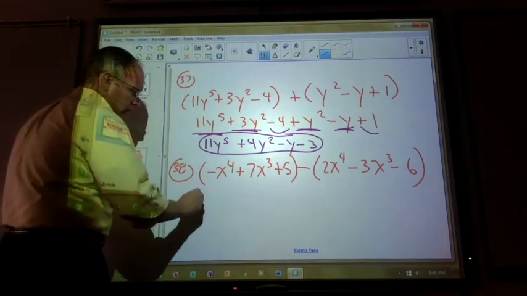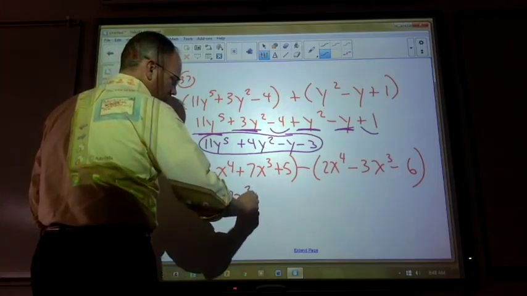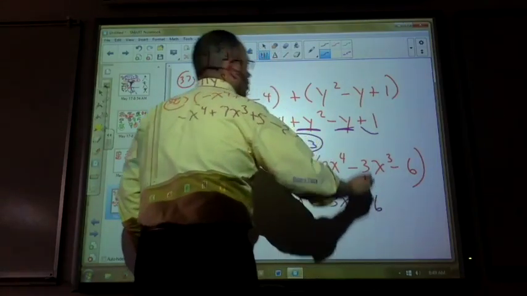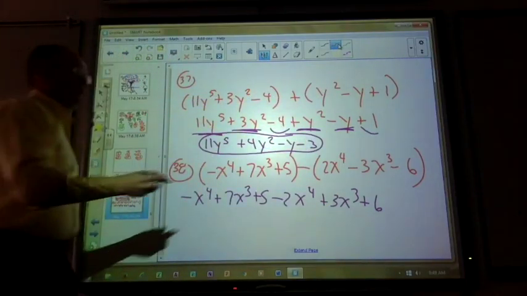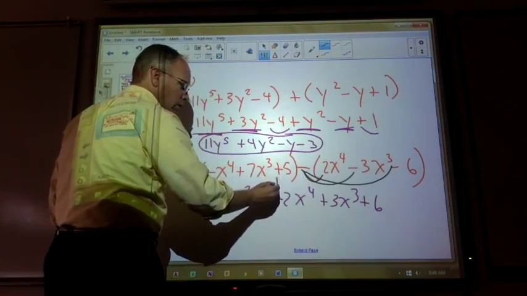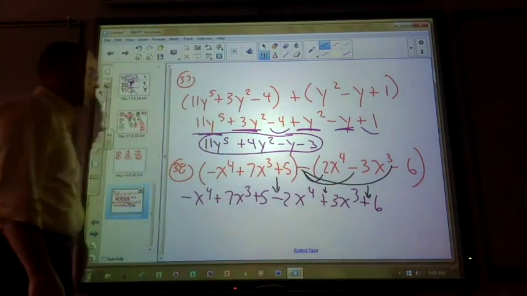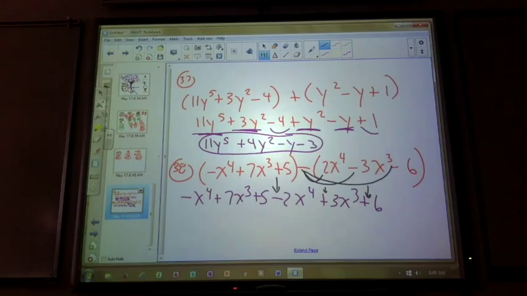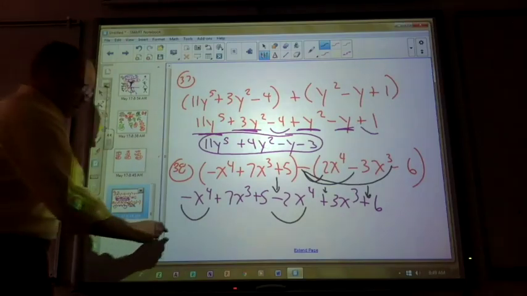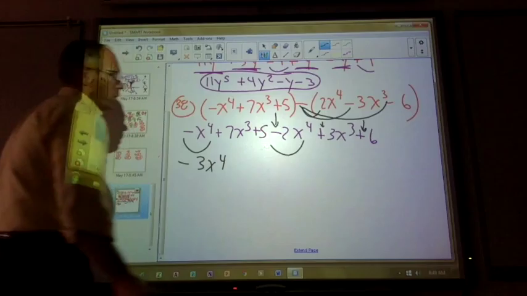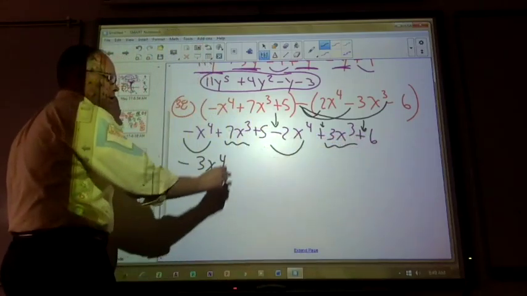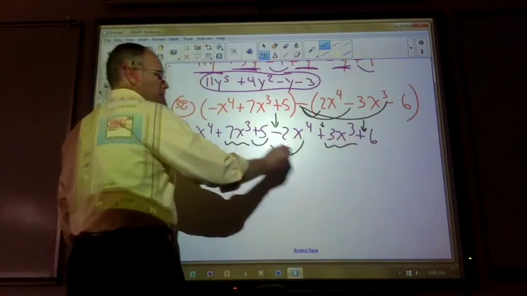So 38, I get this. What changed? So this went here, here, and here. So note the signs have changed. This one changed, this one changed, and this one changed. Agree? So highest exponent is to the fourth power. So combine like terms. Here and here, what do I get? Negative 3x to the fourth. This and this, what do I get? 10x to the third. What do I get here? 11. Done.